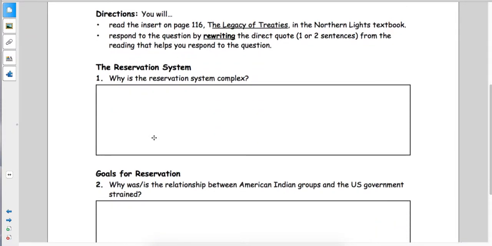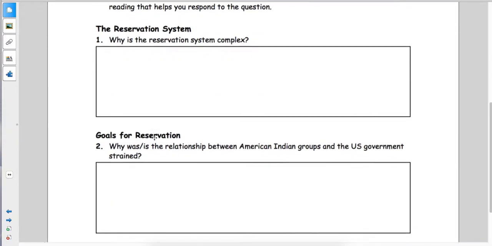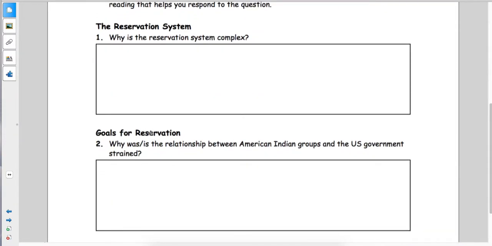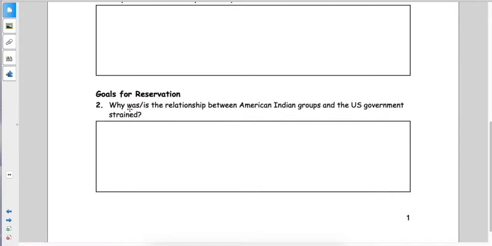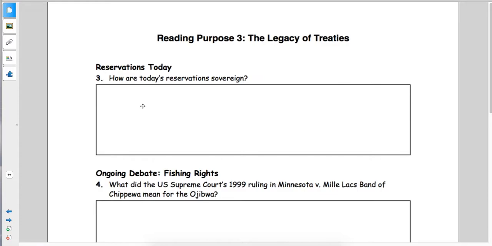So here are the questions, which I like to always preview before reading so that you know what you're looking for. Why is the reservation system complex? We're going to find a quote that answers that. Goals for the reservation. Why is the relationship between American Indian groups and the U.S. government strained? So I'm going to find a quote for why that relationship is strained.